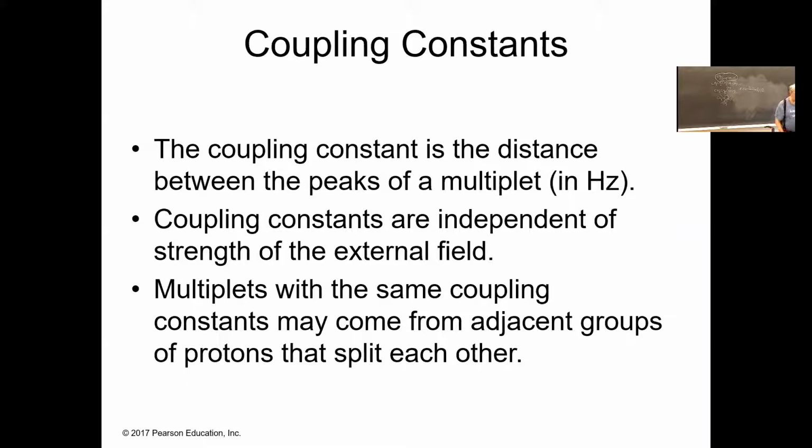Right, coupling constants are the distances between peaks of a multiplet in Hertz. Coupling constants are independent of the strength of the external magnetic field. Multiplets with the same coupling constants may come from adjacent groups of protons that split each other.